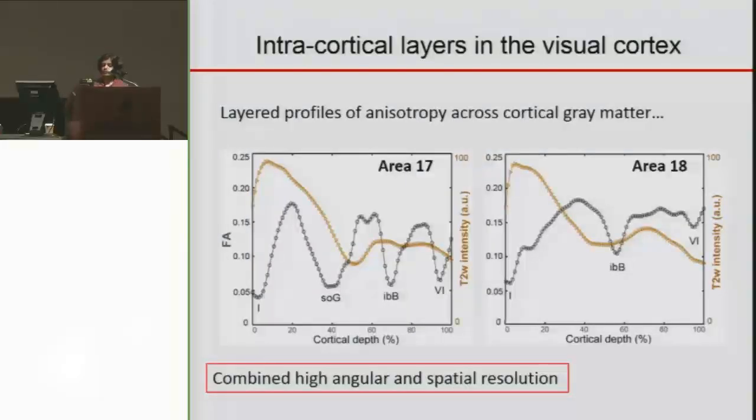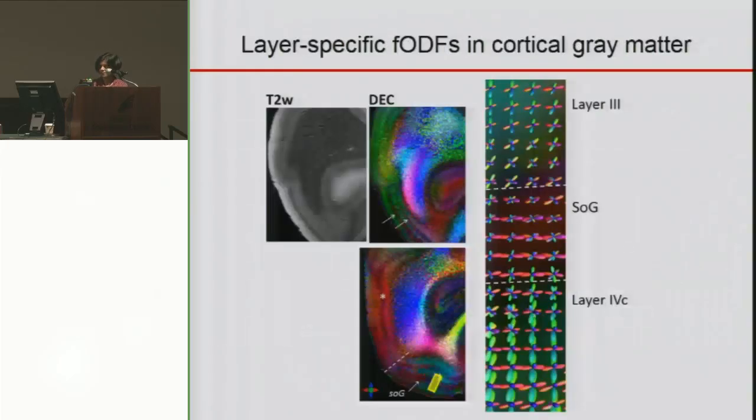So these are some quantitative plots showing the cortical profiles of fractional anisotropy, which basically again show a clear difference between the 2 areas. And here, if you look at the plot on the left, which is from the primary visual area or area 17, we can see a nice laminar profile that is delineated. And we can also see low FA in particular areas of the cortex.